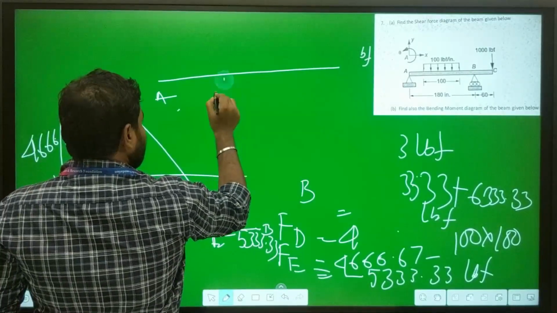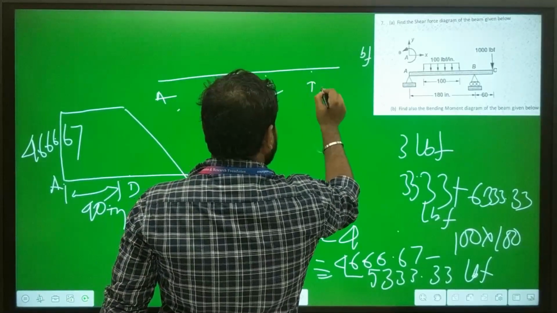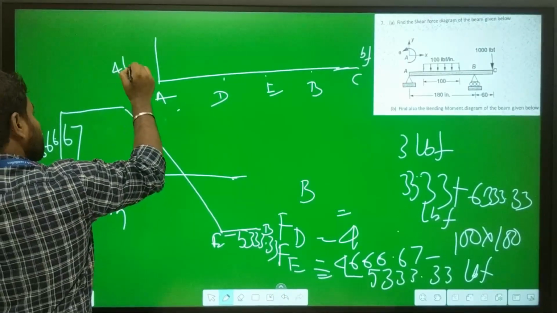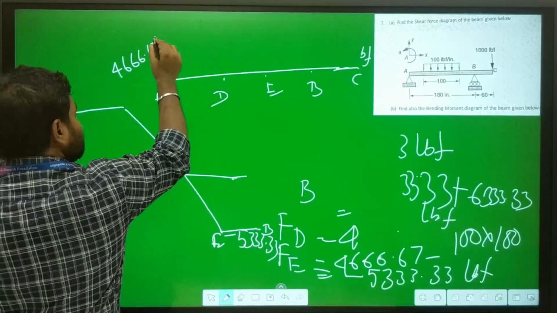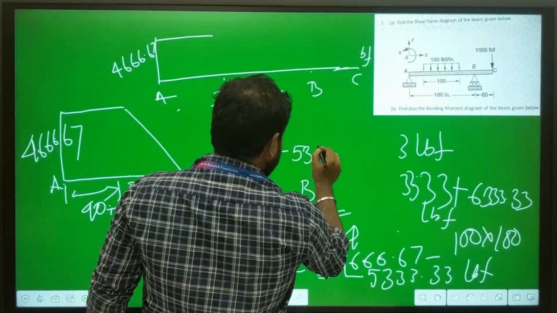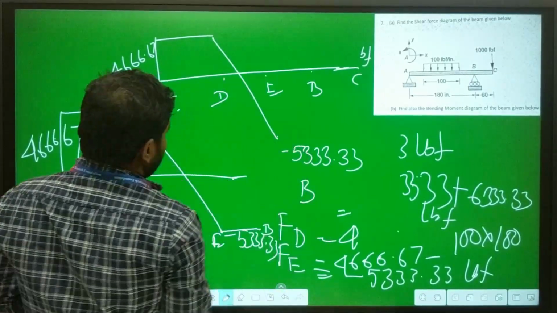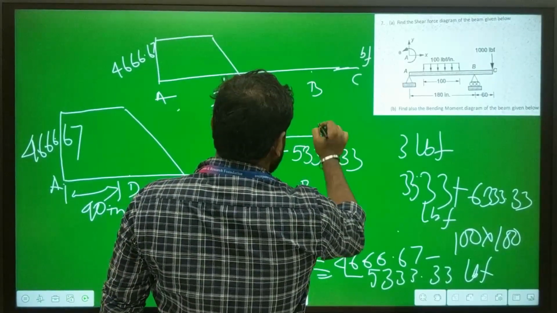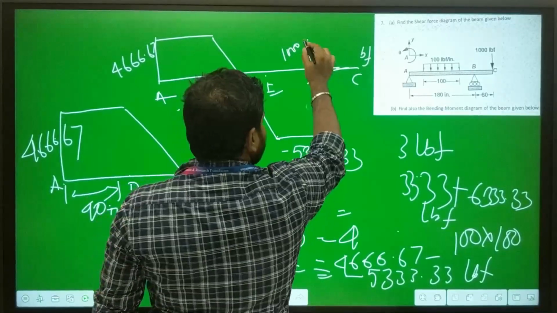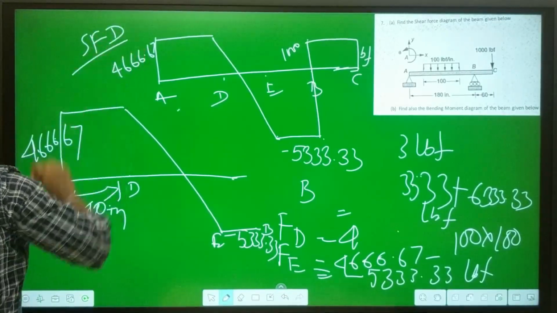Let's say this is point A, this is point D, this is point E, this is point B, and this is point C. So here the value is 466.67, a straight line up to point D, and for point E the value is minus 5333.33, an inclination up to point E, then a straight line up to point B at the same value, and for point B it is 1000, a straight line up to point C. Okay, this is the shear force diagram.